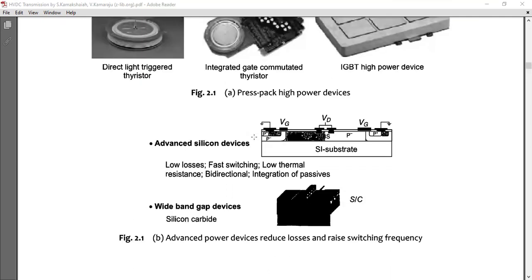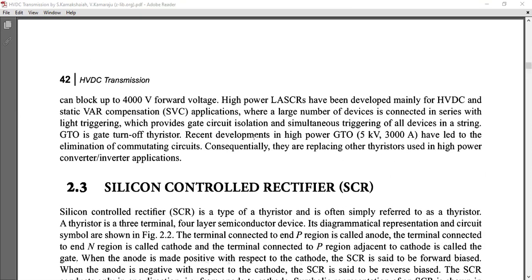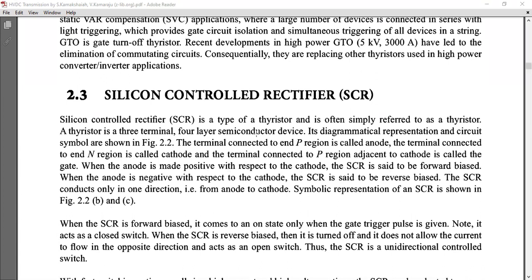First we will see the SCR, the silicon controlled rectifier. It is often in the thyristor family, but there is a simple difference between the thyristor and the SCR, which I will tell at the end after a brief discussion. You know that a thyristor is a 3-terminal, 4-layered semiconductor device. The SCR is also a 3-terminal, 4-layer semiconductor device.